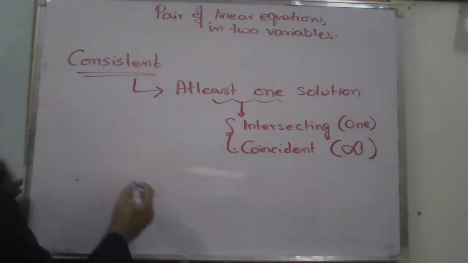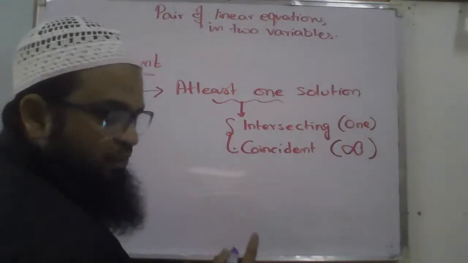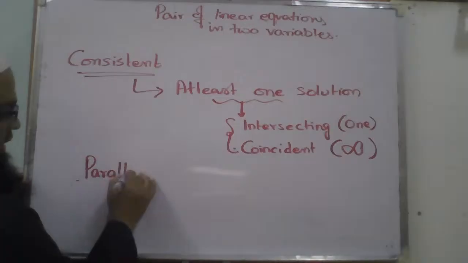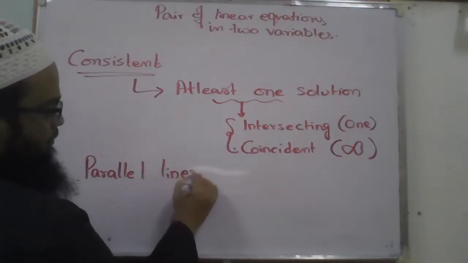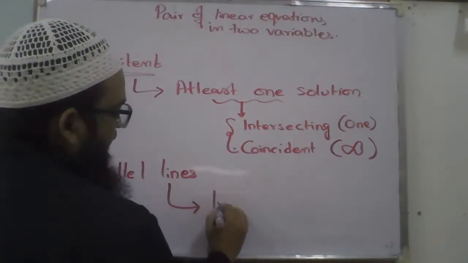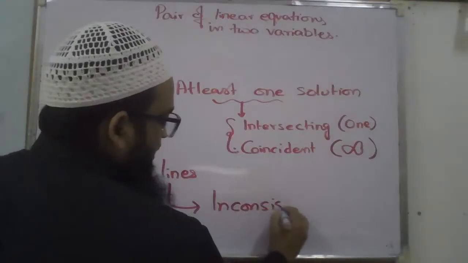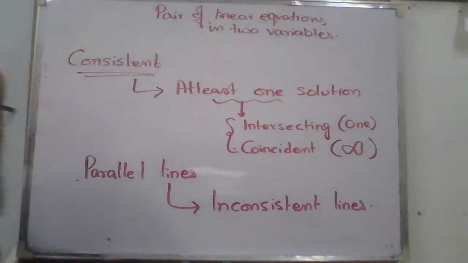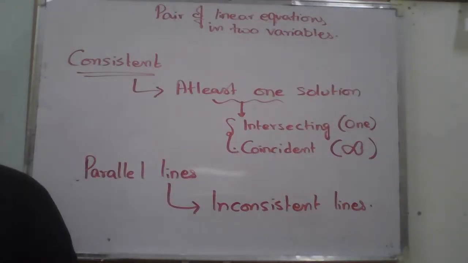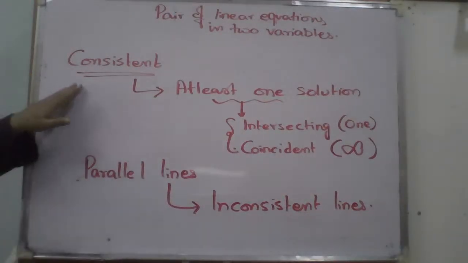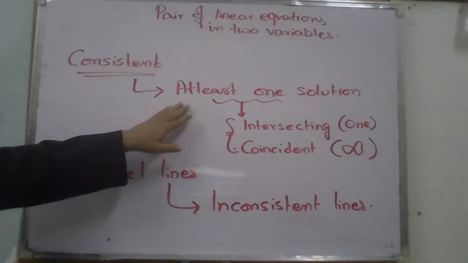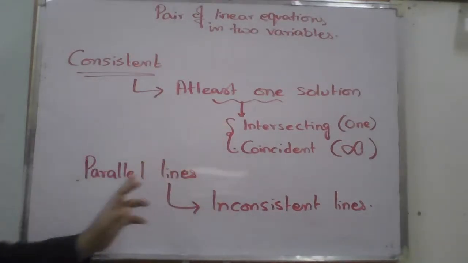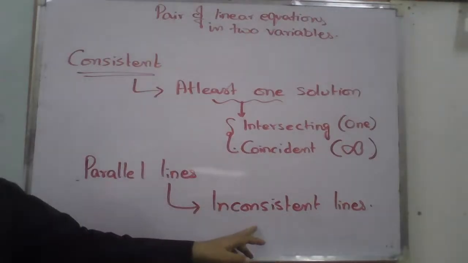And what are the other lines which don't have at least one solution? They are parallel lines. So parallel lines are called inconsistent lines. What are consistent? They should have at least one solution, that is intersecting and coincident. And parallel lines, they are inconsistent.